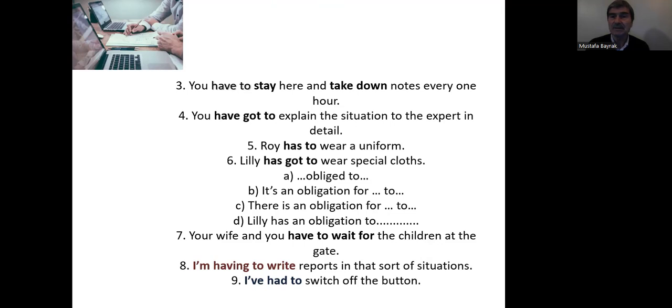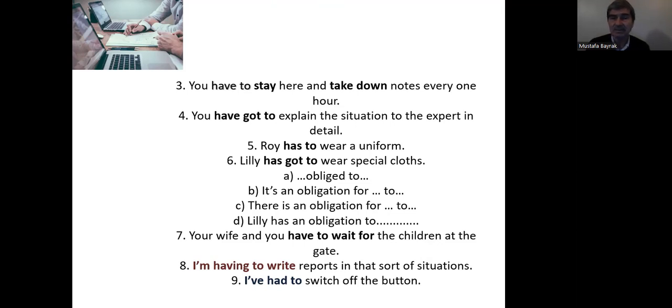So let's give the same message with A, B, C, and D expressions. Be obliged to, for example. Lily has got to wear special clothes. So Lily is obliged to wear special clothes. It's an obligation for Lily to wear special clothes. There is an obligation for Lily to wear special clothes. Or Lily has an obligation to wear special clothes.